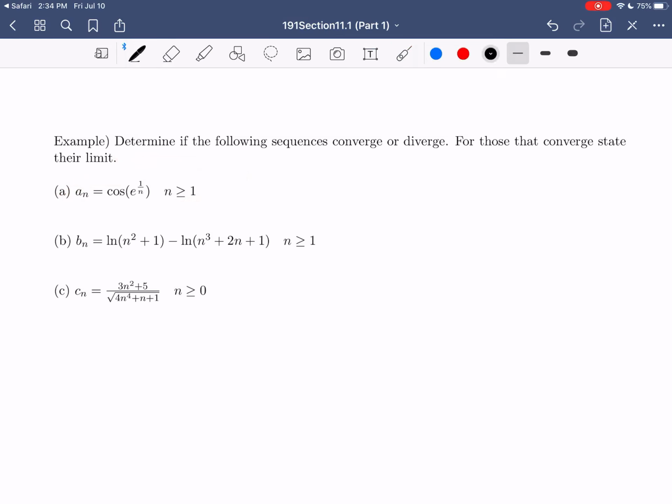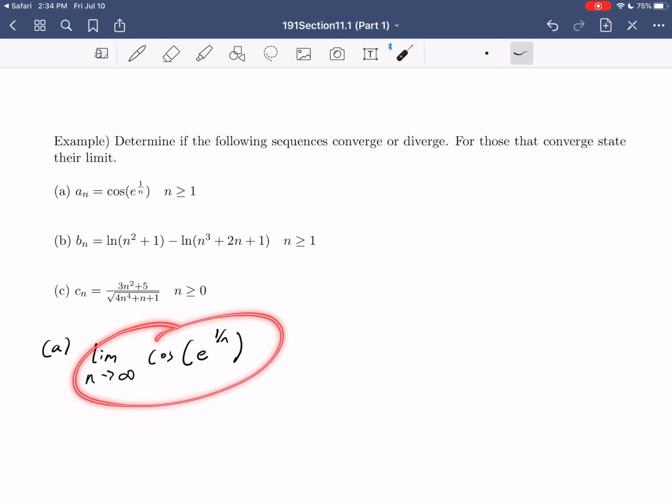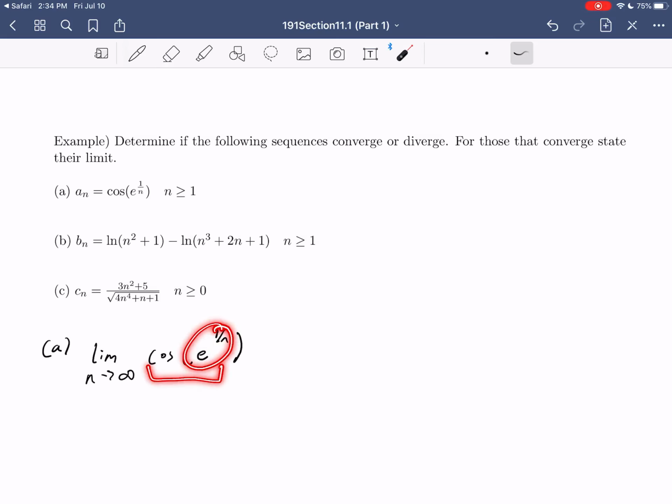So for A, we're going to be looking at the limit as n goes to infinity of cosine of e to the 1 over n. Now, this is a little bit tricky because there's a composition here. We have this exponential with 1 over n in there, and then the result of that is having cosine applied to it. So I want to do this example to give you a hint, a nice way to notate this. The best way to analyze this is to work from the inside out.